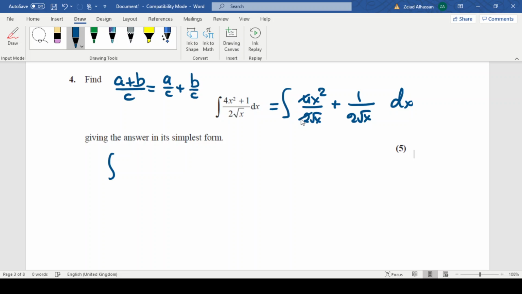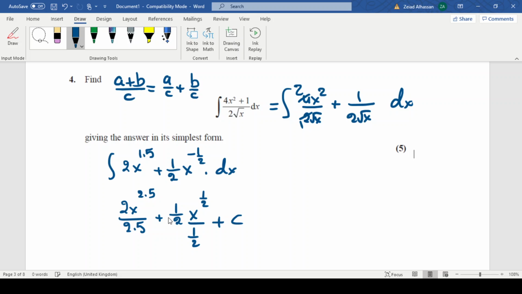When I do integration for this one, it's 2x to the power 1.5 plus 1, that's 2.5, divided by 2.5, plus half x to the power negative half plus 1, that's a half, divided by half, plus c. Now simplifying, we can do 5 over 2, that's 4 over 5 x to the power 2.5, and half and half cancel, plus c. This is the integration.